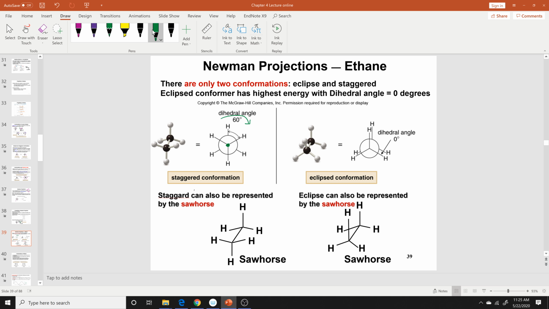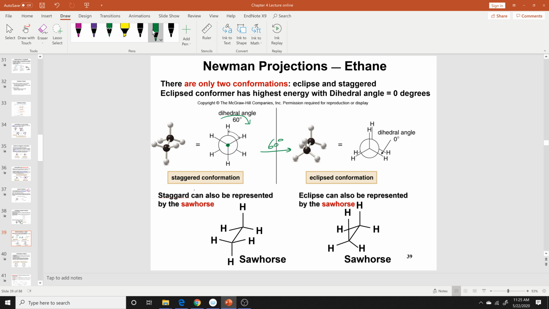And this hydrogen will align with this hydrogen here because I am rotating actually 60 degrees. And this hydrogen will align with this hydrogen, so I'm going to represent it like that. And this shows the eclipse conformation with a zero dihedral angle. This is how I represent a Newman projection for staggered, and this is how I represent it as a sawhorse.